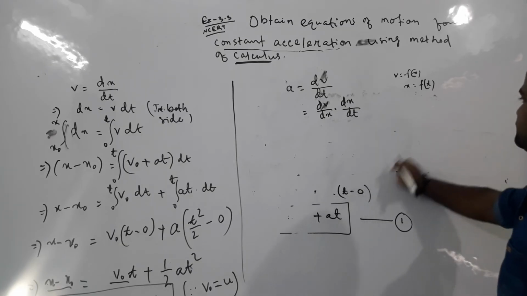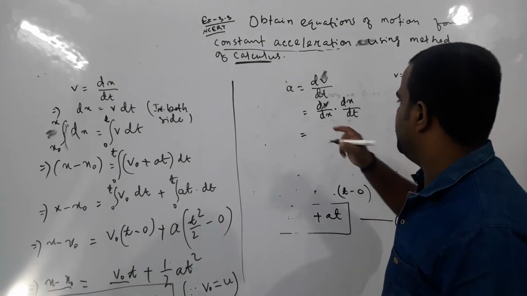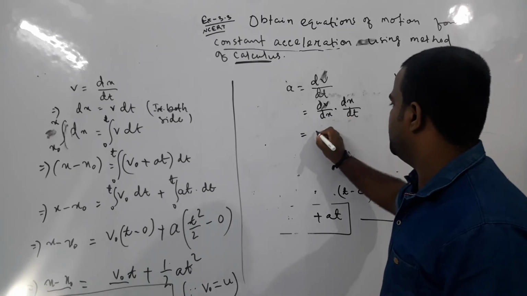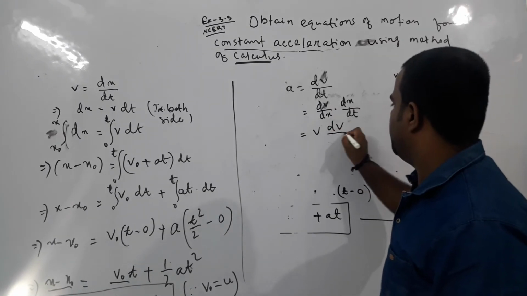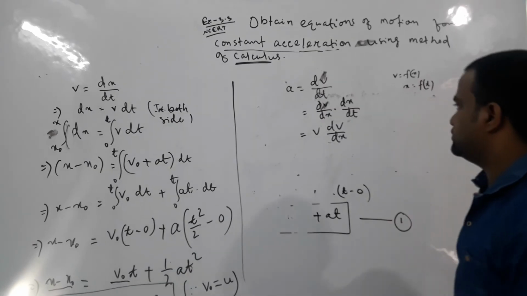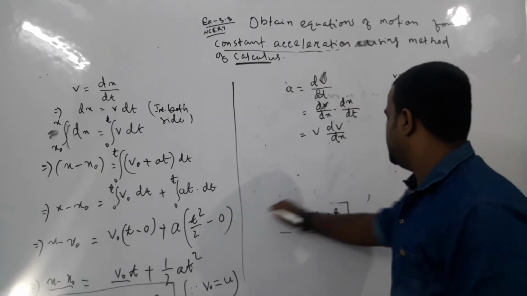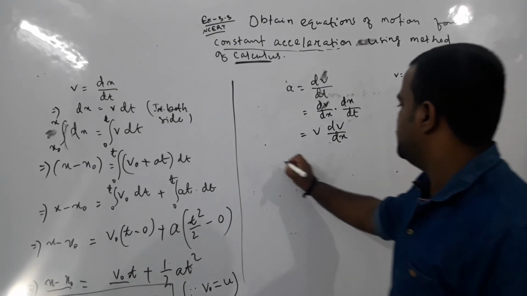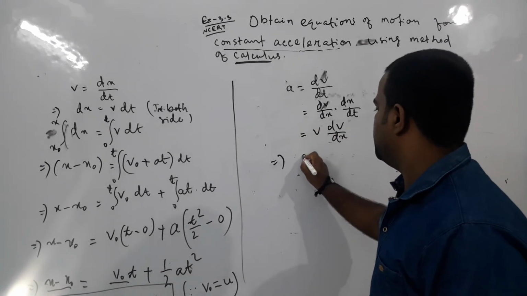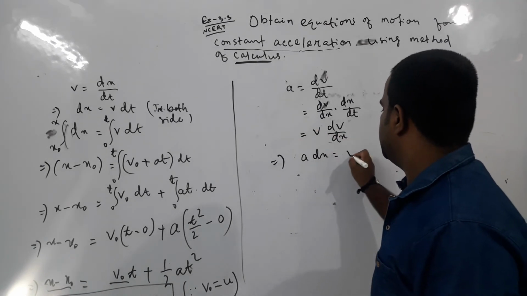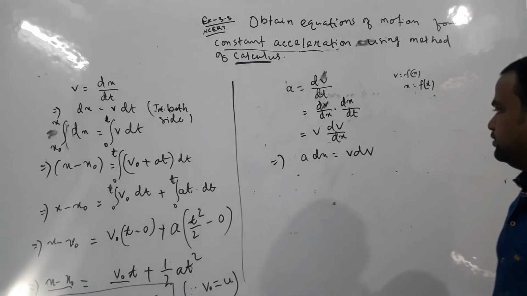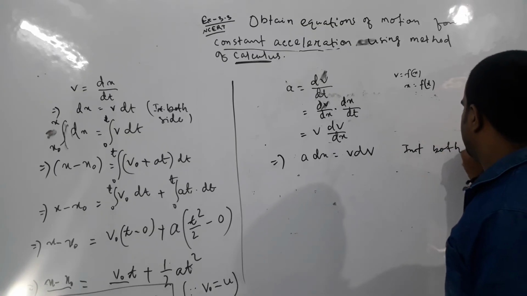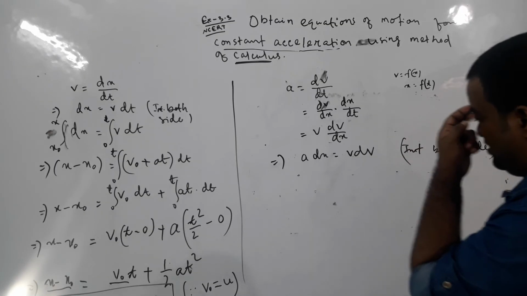So using this chain rule, what will happen? dv by dx times dx by dt. dx by dt is what? v. So we can write a is equal to v dv upon dx. Or by cross multiplication, a dx is equal to v dv. Now similarly, integrating both sides.